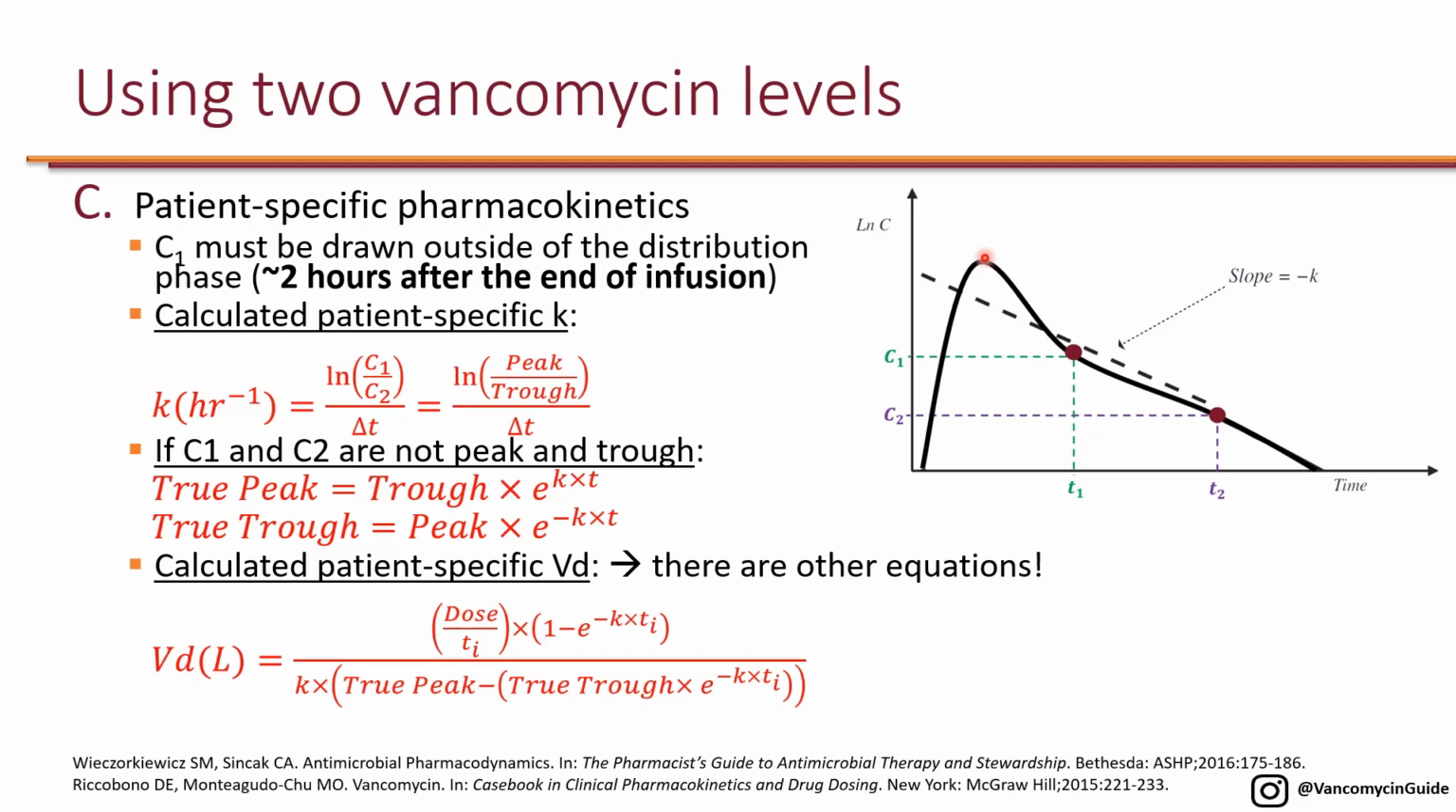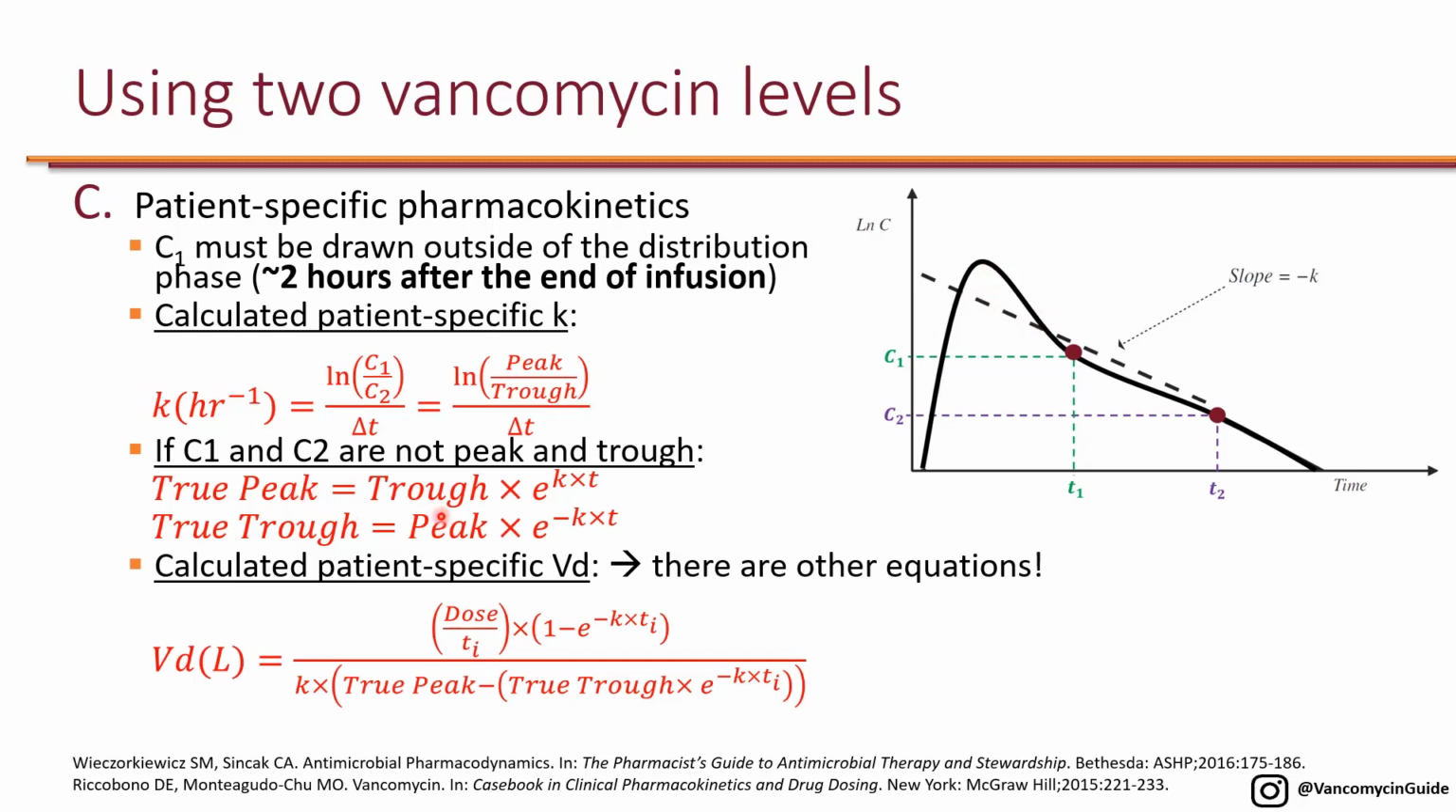This ensures that the level is outside of the distribution phase, so that we get the slope of the correct line. Then we use the equation from first order kinetics to calculate K, and delta T is the time it takes from C1 to C2. So T2 minus T1 will give you delta T. Using this individualized K, we can calculate the true peak, because whatever C1 we get is not the true peak. The true peak would be impossible to draw, because a level drawn at the end of infusion would be inside the distribution phase.